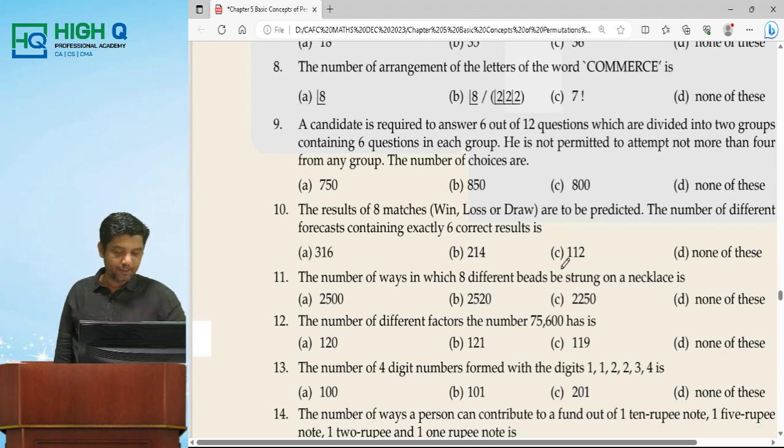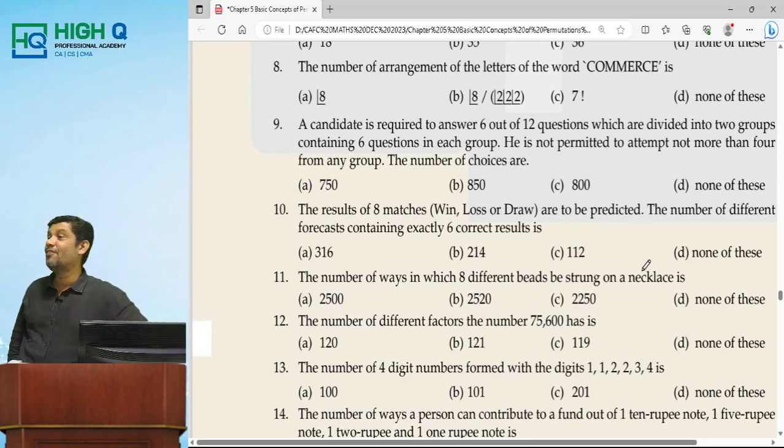So 8 different beads strung on a necklace. So what is it? 1 by 2 into 7 factorial.